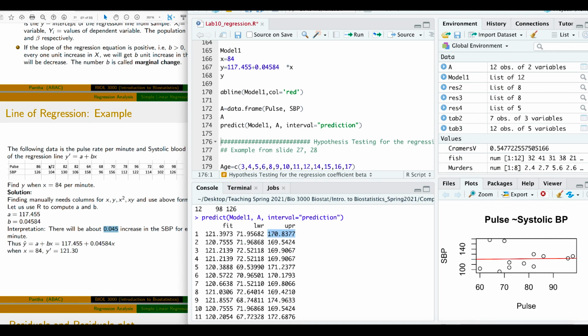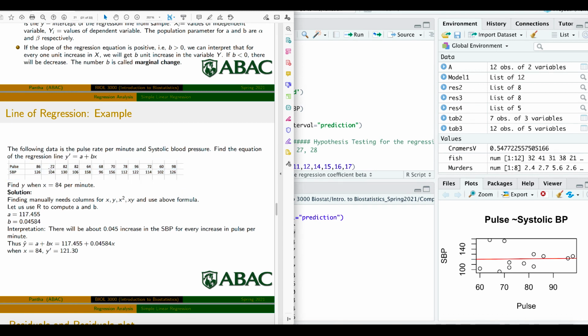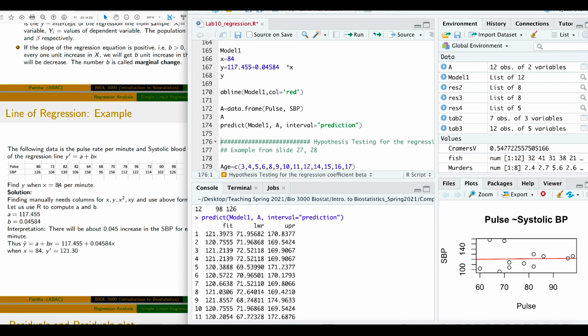Similarly, when the pulse rate is 72, in that case the real data you found was 104, but this predicted value says that it will be 120 in that case. Okay. That's what it is giving. The predicted value is 120 with prediction interval as 71.96 through 169.54 and so on.